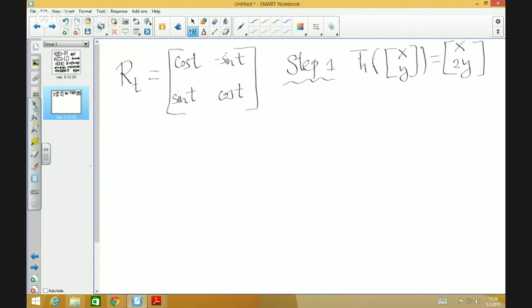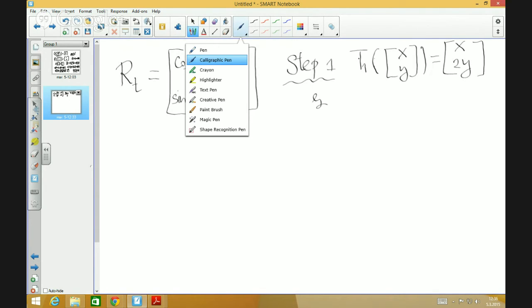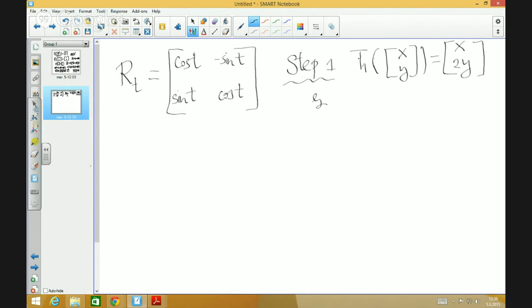So what is the matrix that induces this transformation?